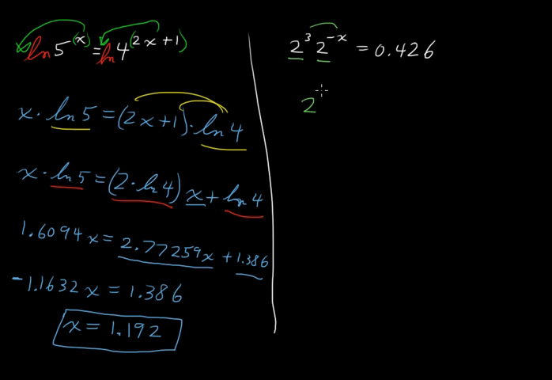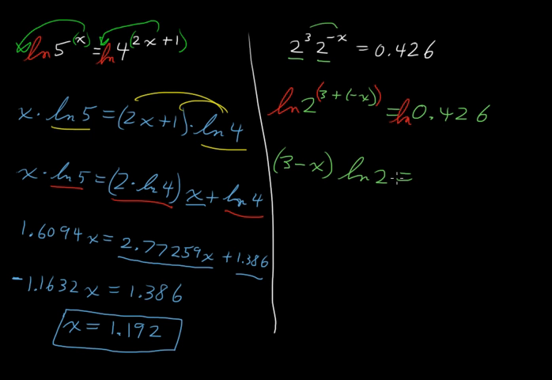So this becomes 2^(3 + (-x)) equals 0.426. The process of solving for an unknown exponent from this point becomes the same as over here. So we take the natural logarithm of each side, and then what we can write is, again, this can be moved out front, so we have then 3 minus x, instead of writing 3 plus negative x, 3 minus x times the natural log of 2 equals the natural log of 0.426, which becomes negative 0.8533. I'll just round there.